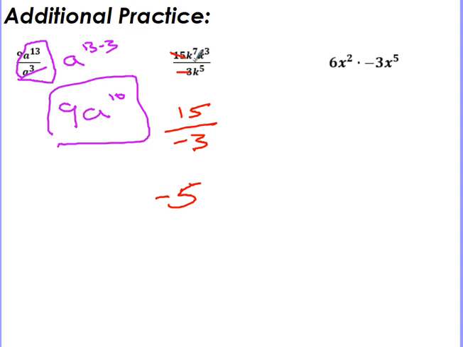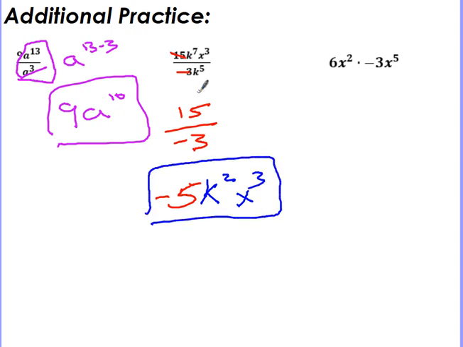But I can do k to the 7th over k to the 5th. Just like 13 over 3 we subtracted, I can do 7 minus 5 is 2. And then I still have this x to the 3rd. So my final answer is I did 15 divided by negative 3, which is negative 5. K to the 7th divided by k to the 5th is k squared. And the x to the 3rd stays the same.